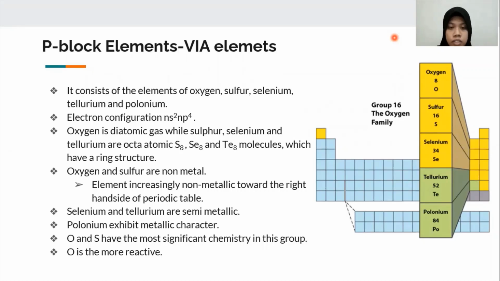Oxygen and sulfur are non-metals, as elements are increasingly non-metallic towards the right-hand side of the periodic table. Selenium and tellurium are semi-metallic. Polonium exhibits metallic character. Oxygen and sulfur have the most significant chemistry in this group, and oxygen is more reactive compared to the other elements of this group.